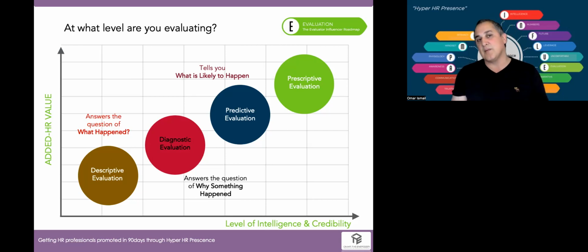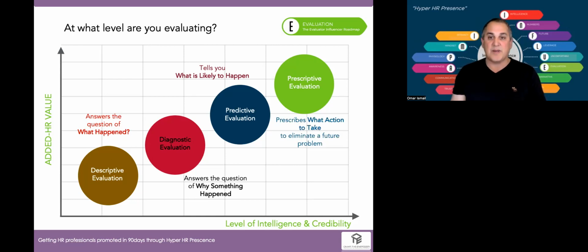So again, thinking about where you are at in terms of how you're evaluating. Are you just bringing to the table descriptive data, diagnostic, or is it about being prescriptive and predictive? Because I guarantee you the predictive and prescriptive stuff is where the credibility and the value really lies for HR when it comes to evaluating what we're doing. Okay, so really that's where we want to be.